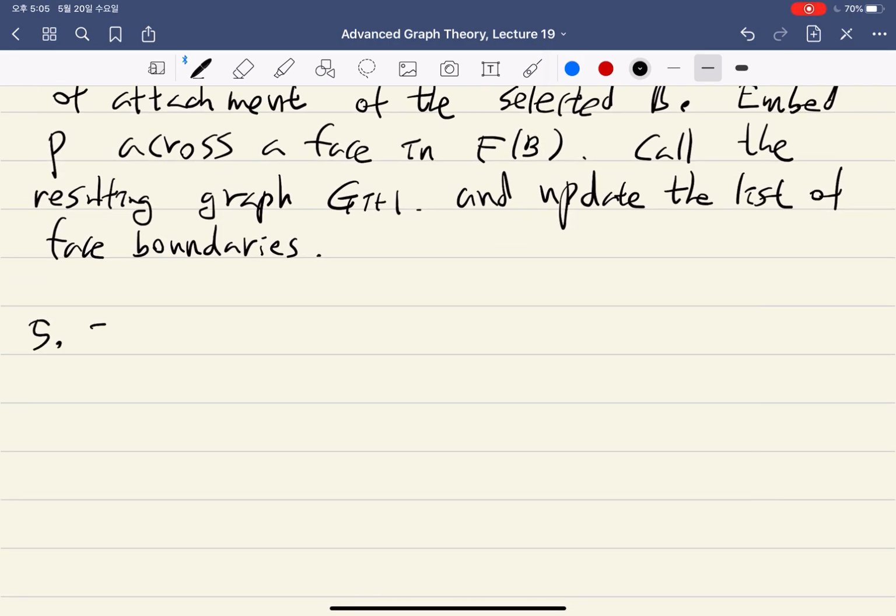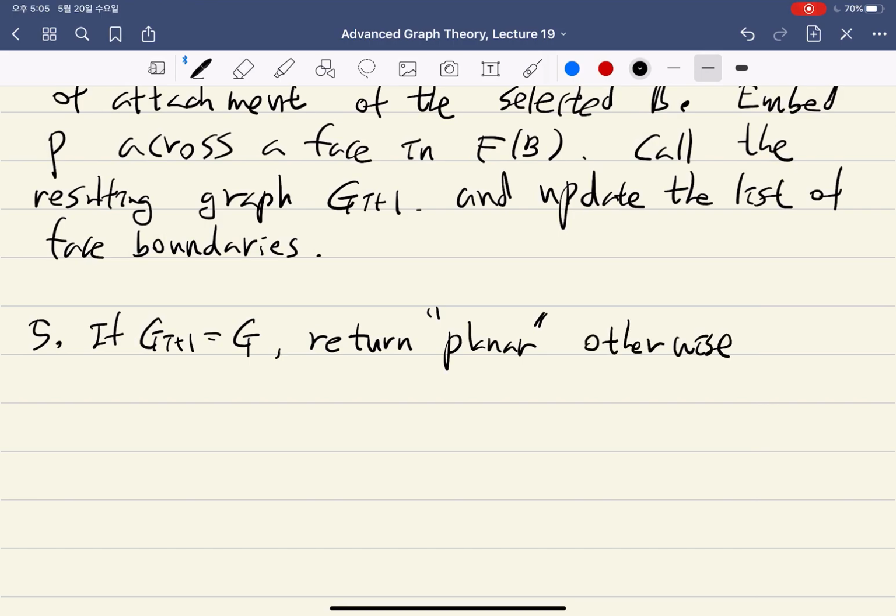And 5, if this Gi plus 1 is the entire graph G, then we return planar. Otherwise, we increase i by 1 and return to step 1.